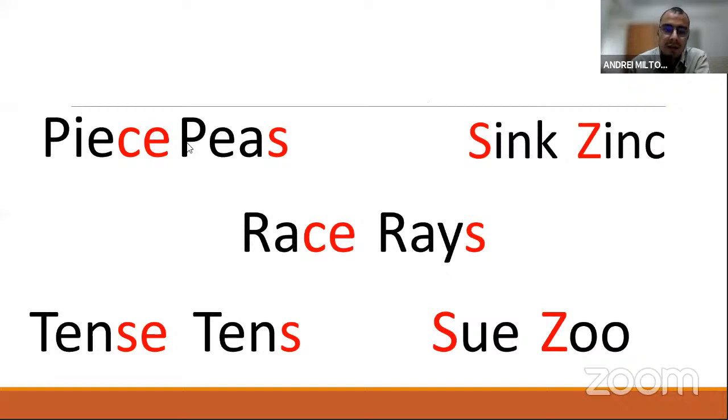So the first one is P, peas, right? Sing, zing, raise, raise. Try it. Tense, tens, zoo, zoo. Very good. You're getting it.